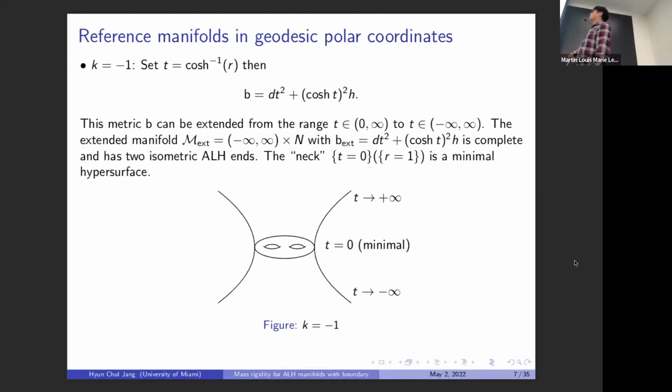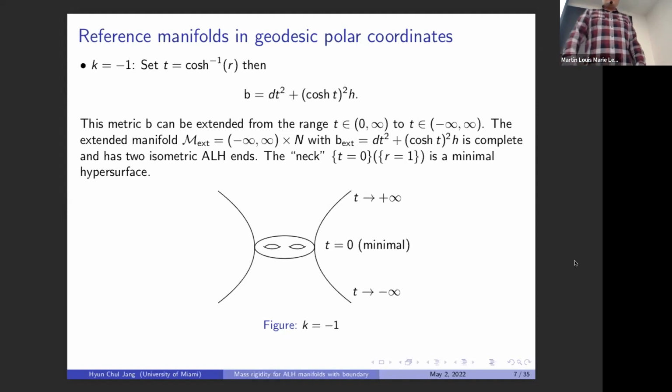And when k equals negative one, then one can also make a certain coordinate change. Then you can find this metric B equals dt squared plus cosh t squared times h. So this metric B can be extended from the range of t positive to this whole real line. If you remember, when we use r coordinates, it's defined from one to infinity, so in that case you only have from zero to infinity. But after we use these geodesic polar coordinates, you can find the trivial extension using this t.